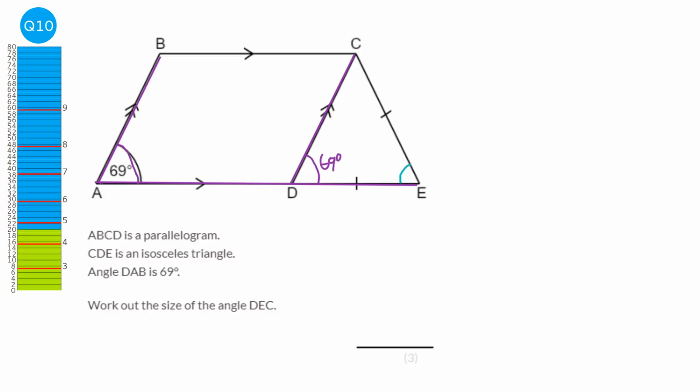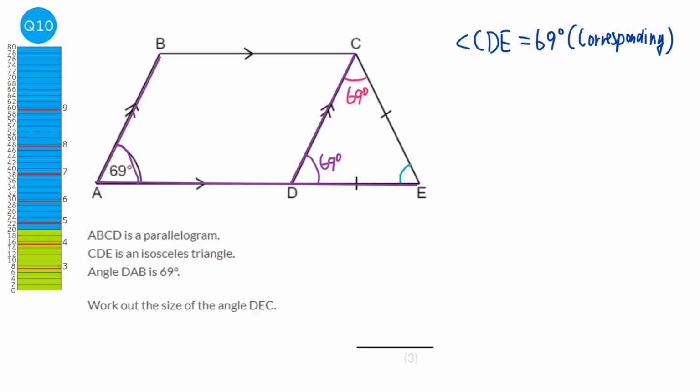So I need to write that down properly. So angle CDE equals 69 degrees, because of corresponding angles.